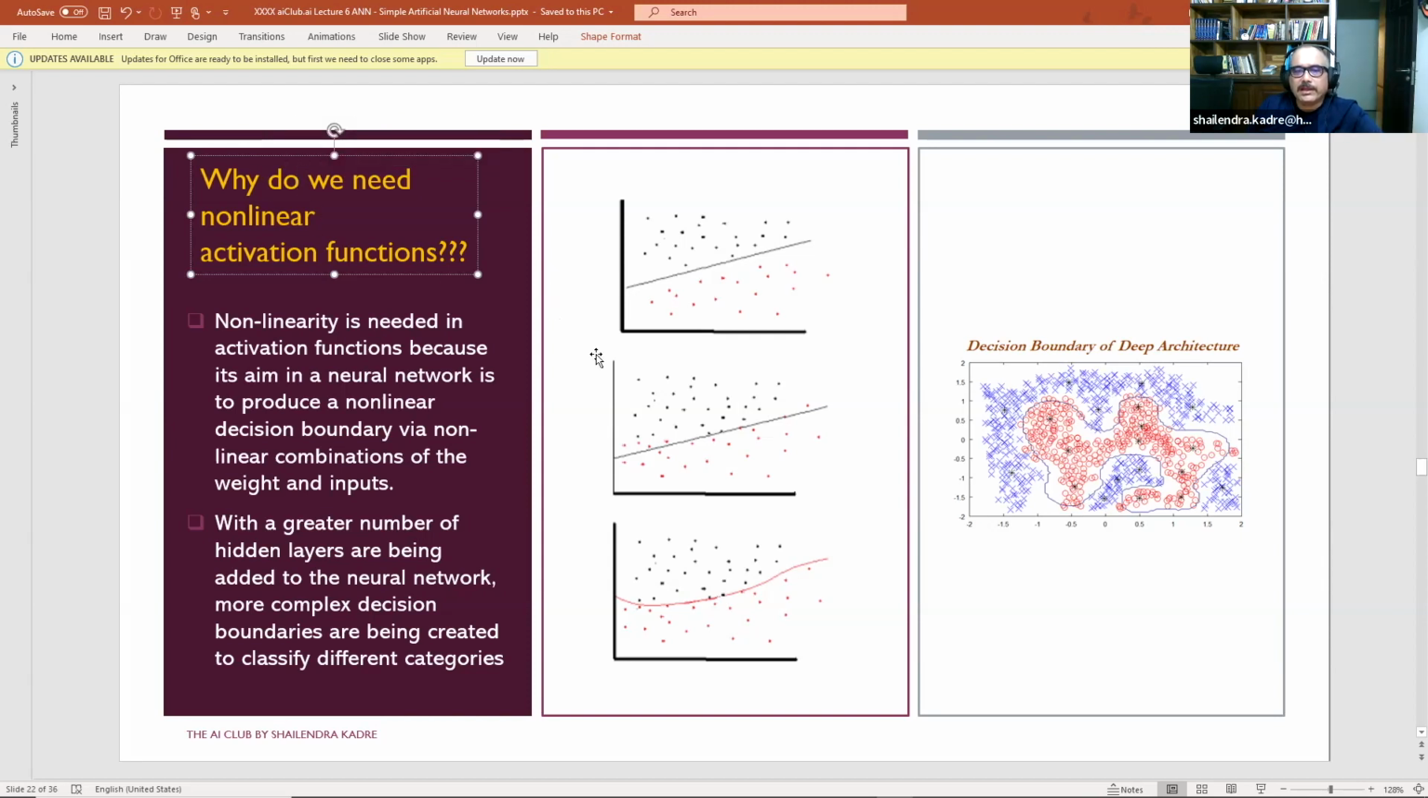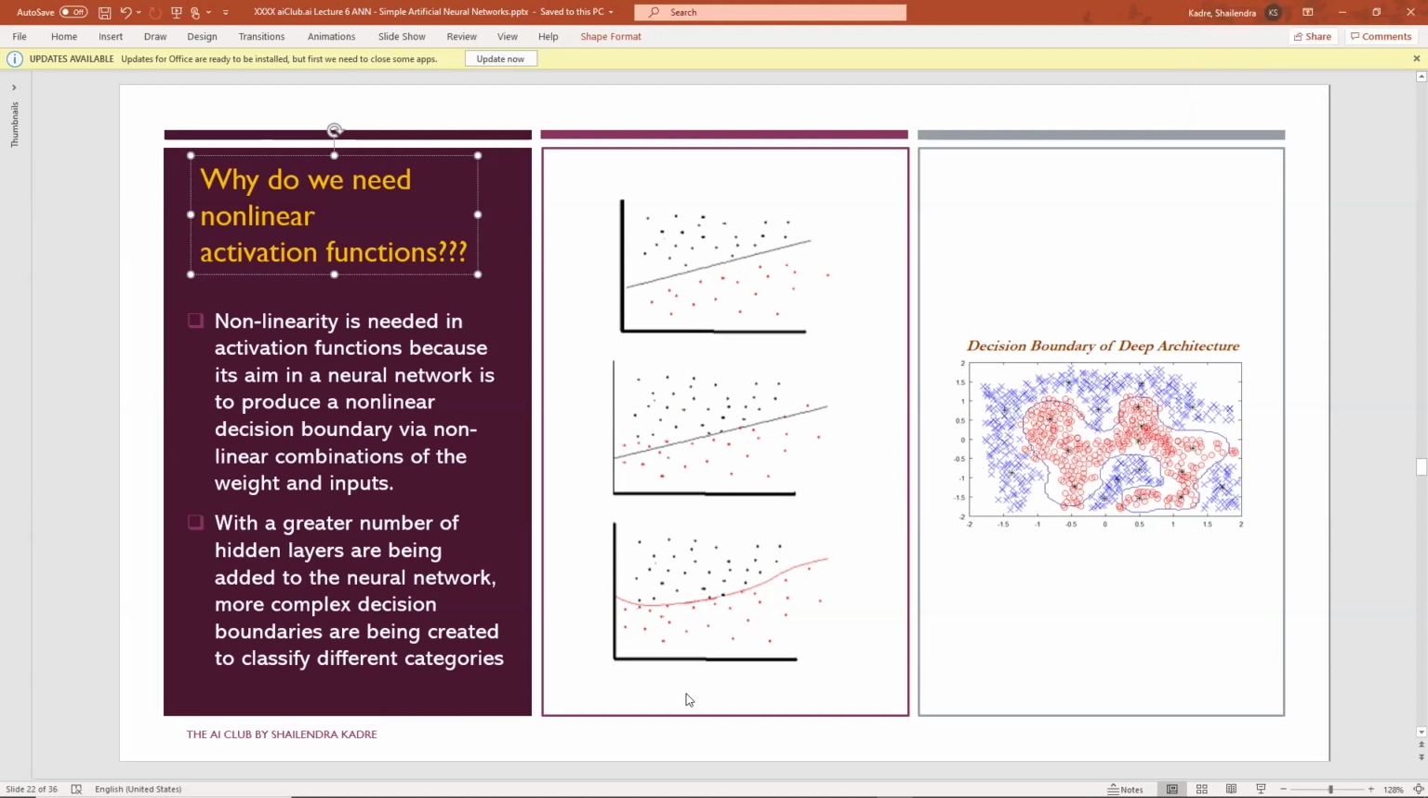What is linear? In the three graphs which are showing here in the middle, which one of them is linear and which is non-linear? So the first and second are linear. And the third is non-linear, right? So now my next question: why have we made the third graph non-linear? Any idea? No idea.